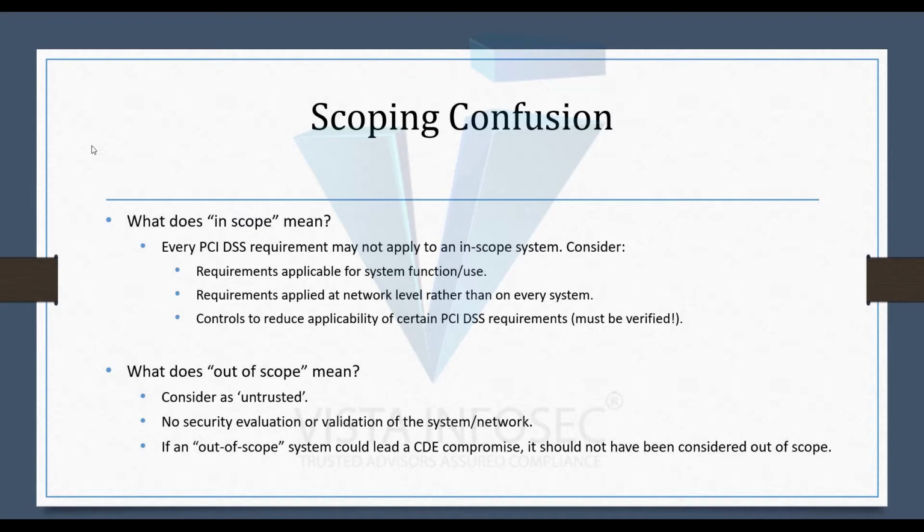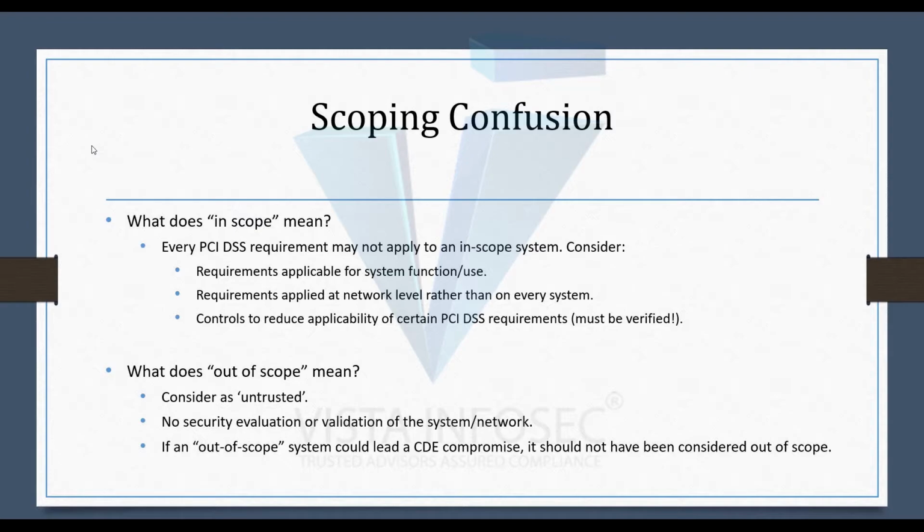And remember this thing, last but not the least, if any out of scope system could lead to a CDE compromise, card data environment compromise, it should not have been considered out of scope. So when anybody comes to us as a QSA and says, should this be in the card data environment or not, or can that be excluded? What we simply look at is, in case the system is compromised directly or indirectly, will this lead to card data compromise?